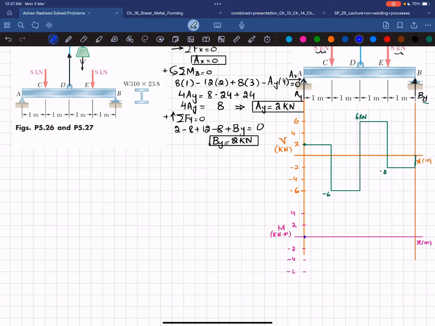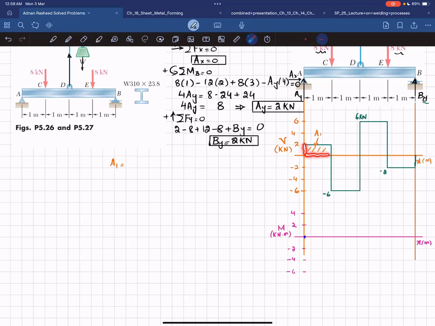Now the bending moment is actually the area under the shear force diagram. So you can see the first area under the shear force diagram is this one, this A1 here, and this A1 is equal to this height which is 2 and the length which is 1.